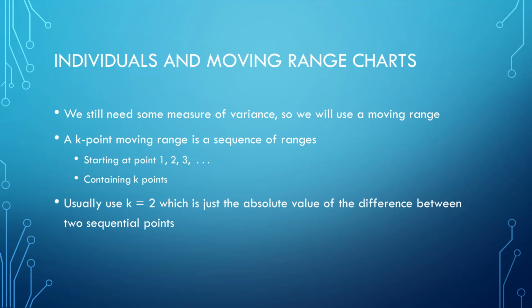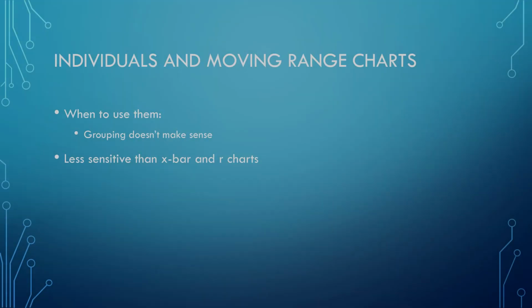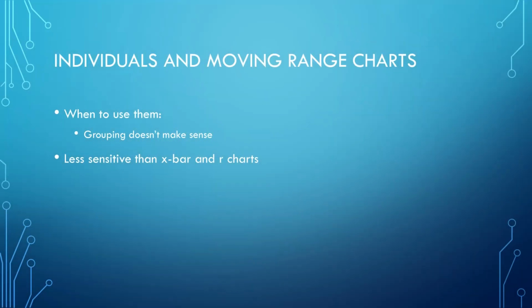Often we make these charts with k equal to 2, which means that the range is just the absolute value of the difference between two sequential points. So we use individuals and moving range charts when grouping doesn't make sense. But if you can group, you should, because these are less sensitive than X bar and R charts.